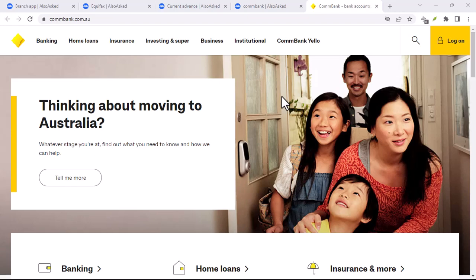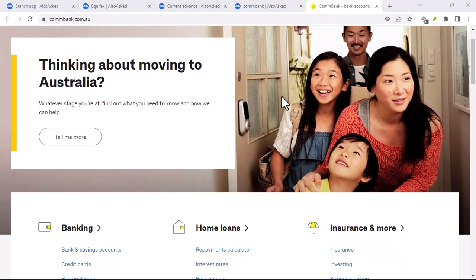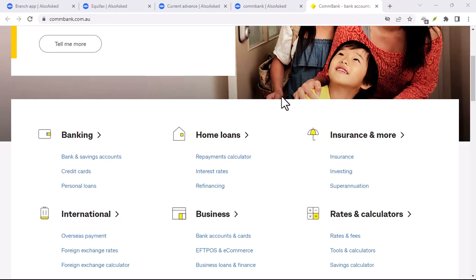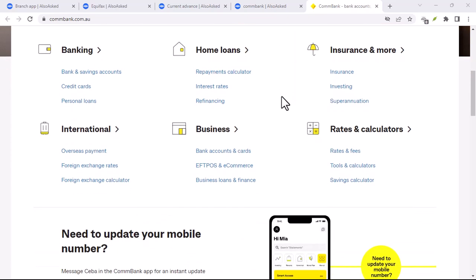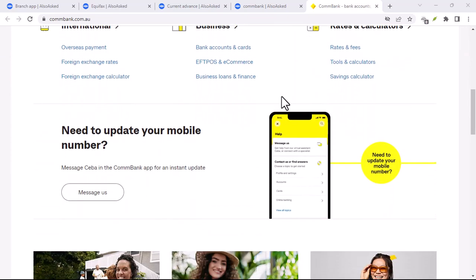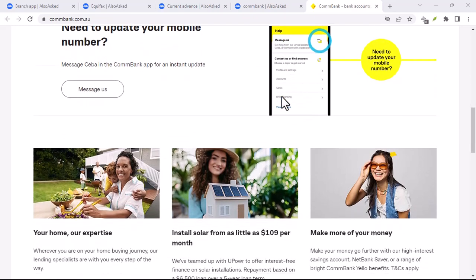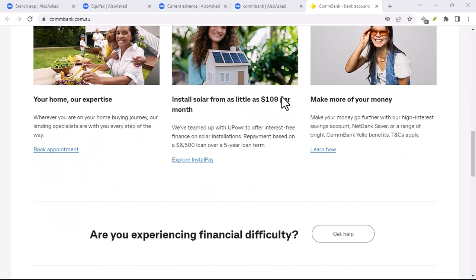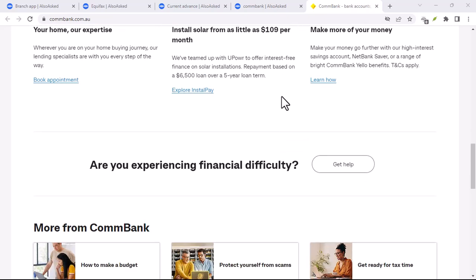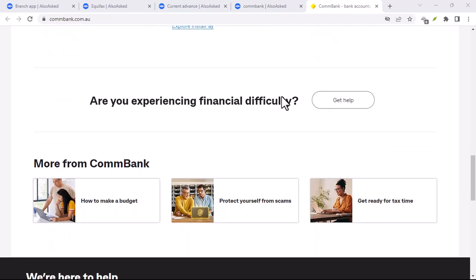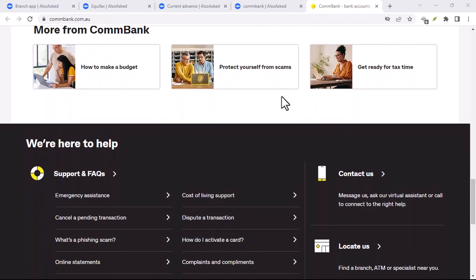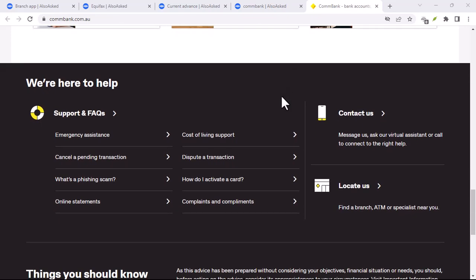Have you ever looked at your Commbank account statement and felt a pang of guilt at the fees deducted? Don't worry, you're not alone. Many Australians find themselves paying unnecessary fees on their Commbank accounts. But fear not, because today, we're going to dive deep into how you can avoid these pesky charges and keep more of your hard-earned money.